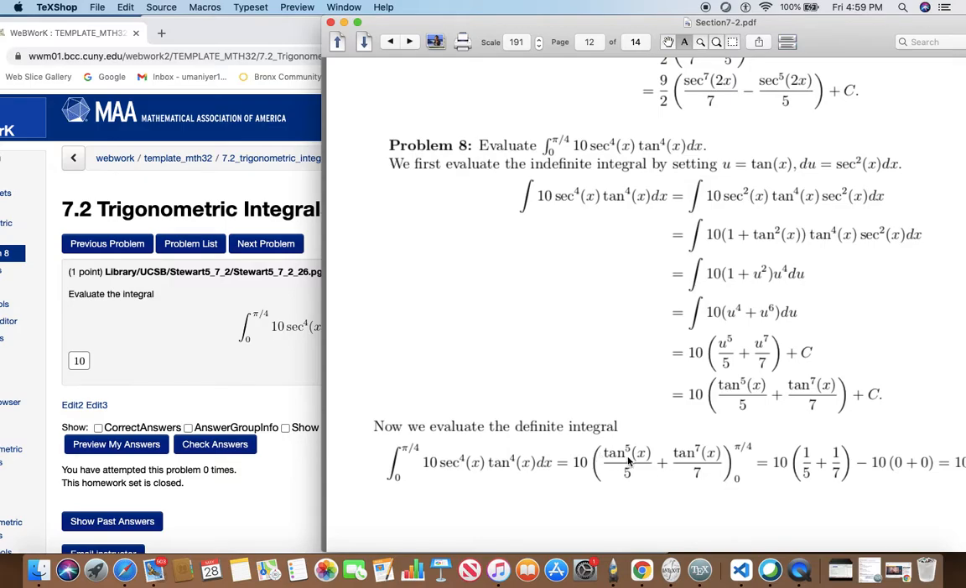0 is easy because tan at 0 is 0. Pi by 4 is also easy because tan of pi by 4 is 1. So all that comes down to 10, 1 by 5 plus 1 by 7.